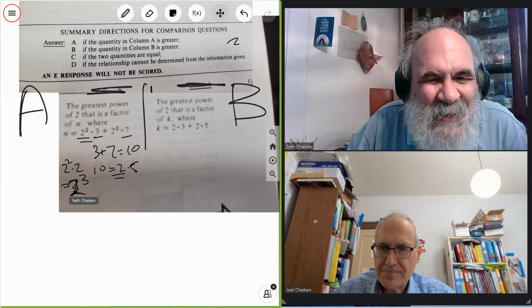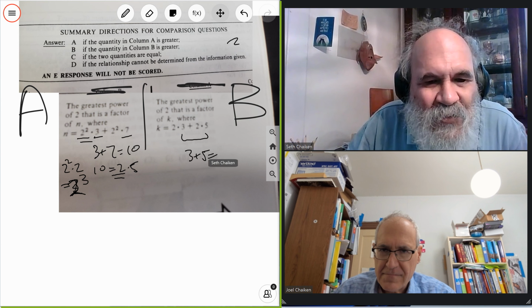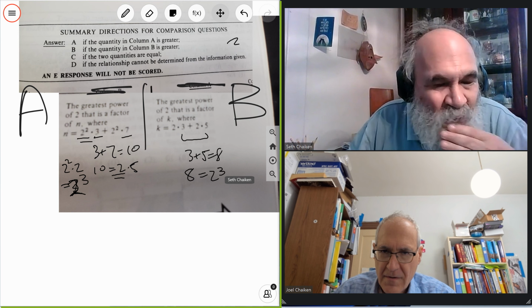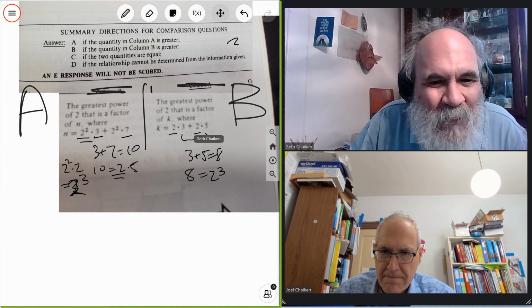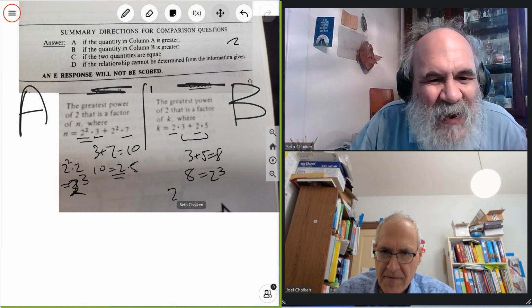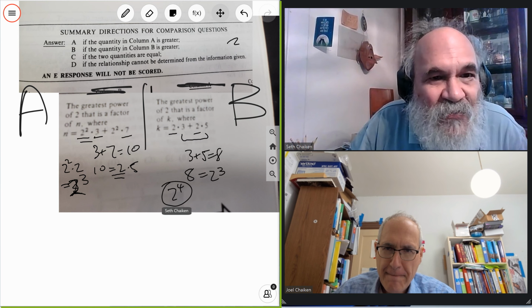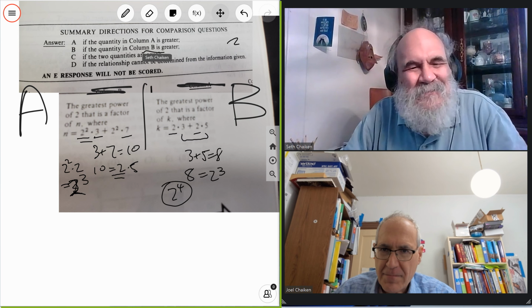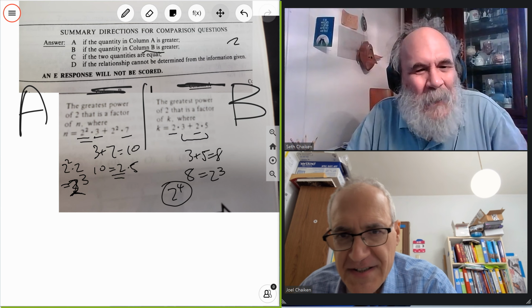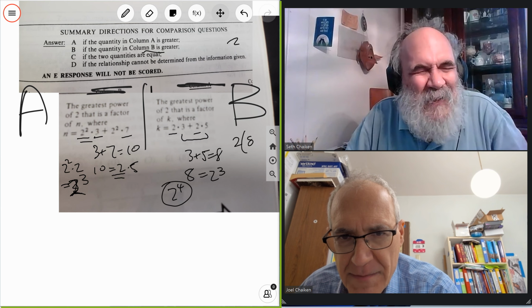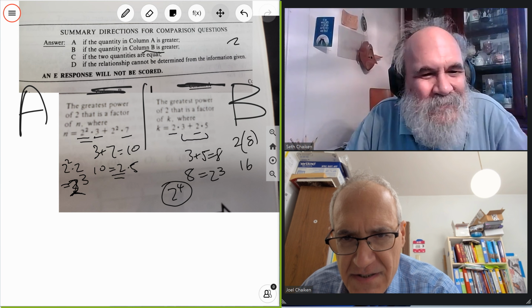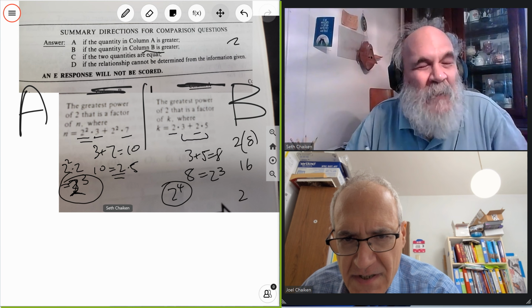Okay. Now, what about this? 3 plus 5 equals 8. 8 equals 2 cubed. There's a 2 multiplying it. So the greatest power of 2 that divides this thing is 2 to the 4th. B is greater. B is greater. So wait, this is 2. It's twice as big. This is 2 times 8, which is 16. 16 is 2 to the 4th.